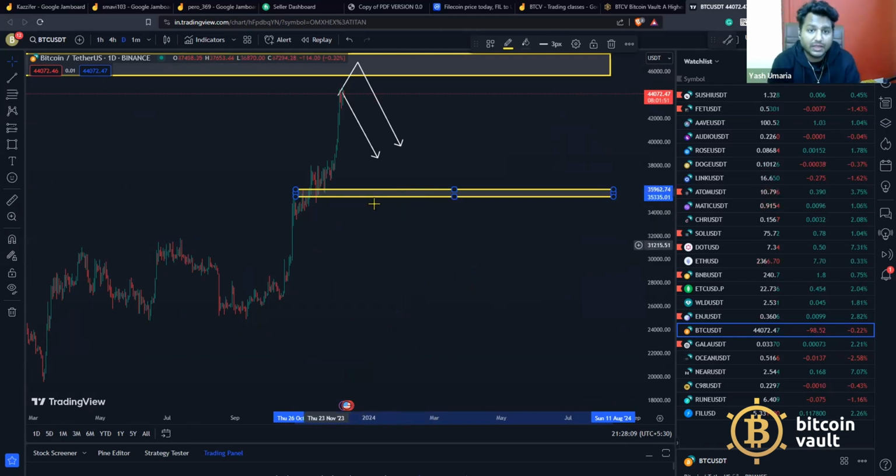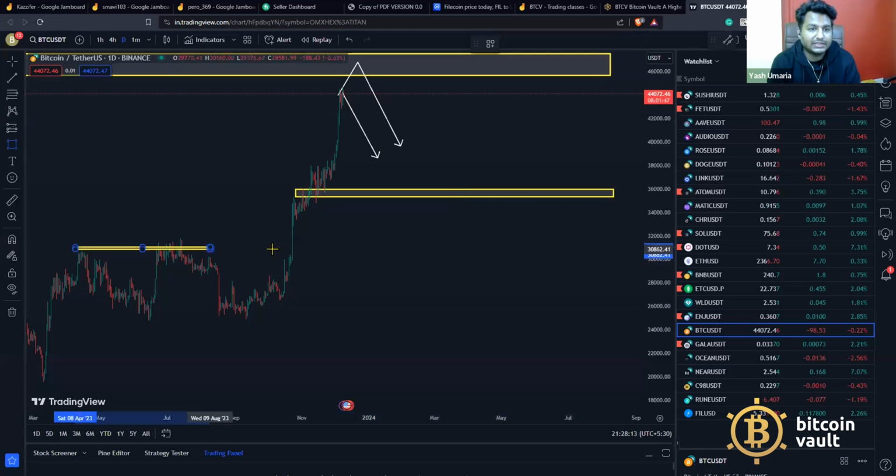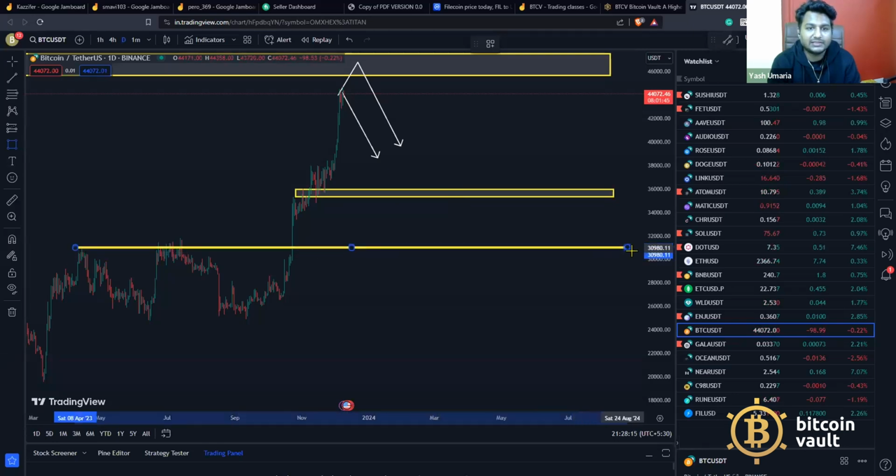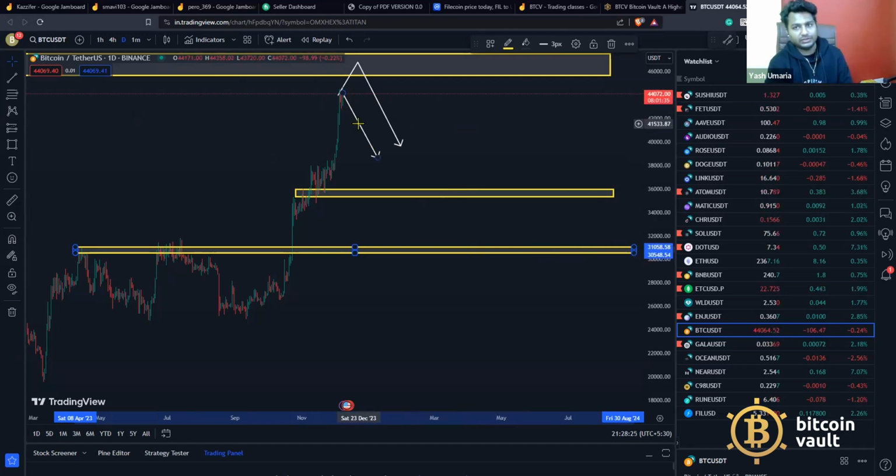As I said in this class, if it goes down from here, then what will happen? The previous resistance level might act as a support, which is almost around $30,000. We just learned about it, right? How a resistance becomes a support. So with this knowledge, now you know where the market can move down. If the market goes down, then 35,000 is going to be the support level. If it goes down below that, then of course 30,000 is going to be a support level.